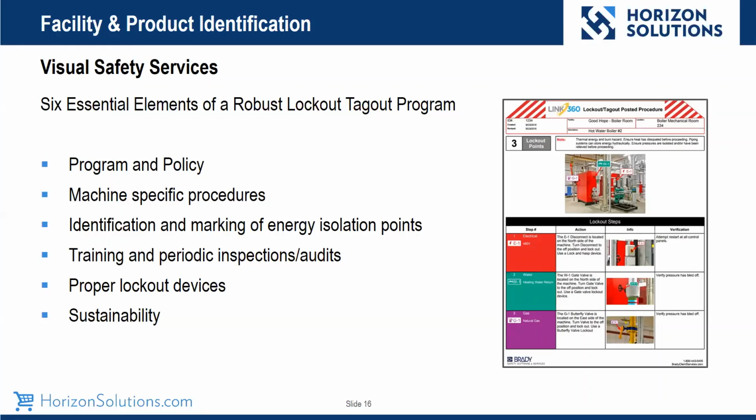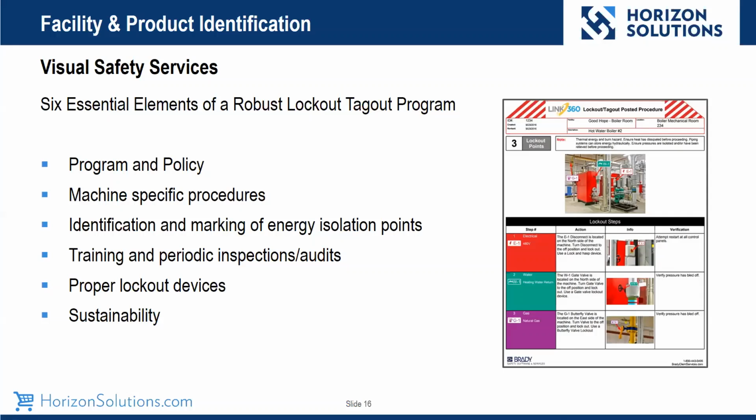Number 1, you look at program and policy, and what that is, it's basically your outline. It's your document that is going to state your purpose and scope of your program. Things like equipment that's covered under the program will be talked about in this document. You'll identify authorized personnel, etc., within this document. You move on to machine-specific procedures. You have to ask yourself, well, do we have them?